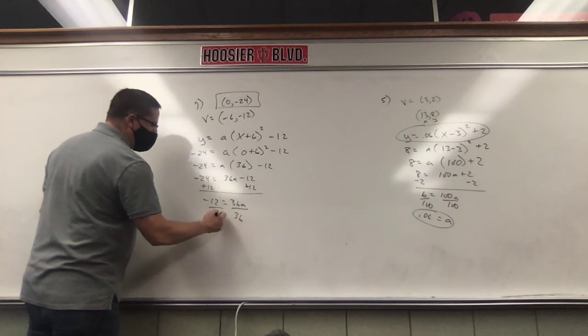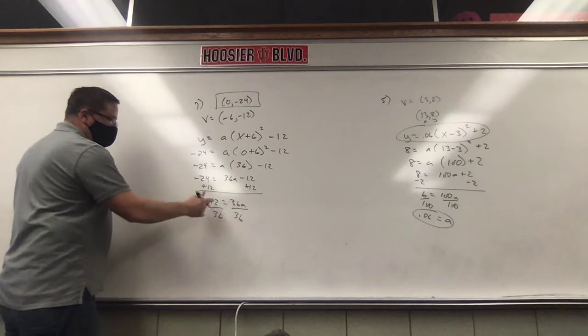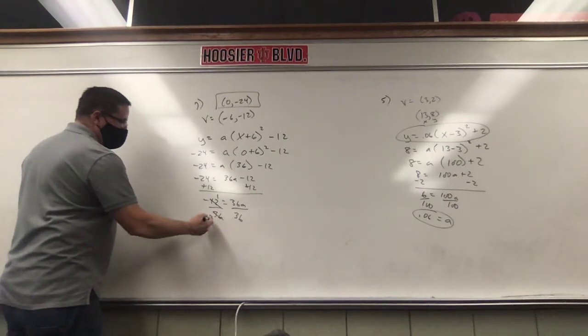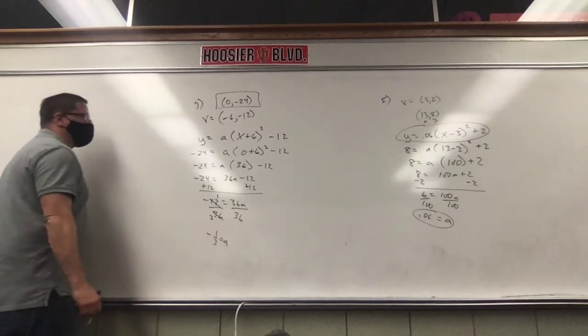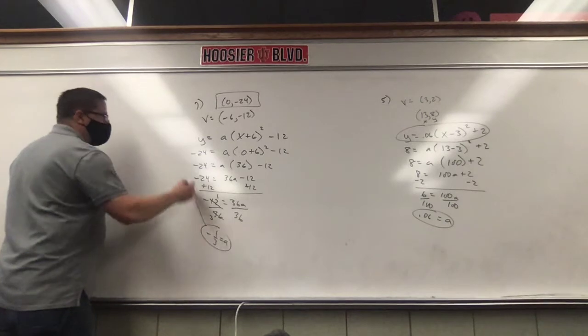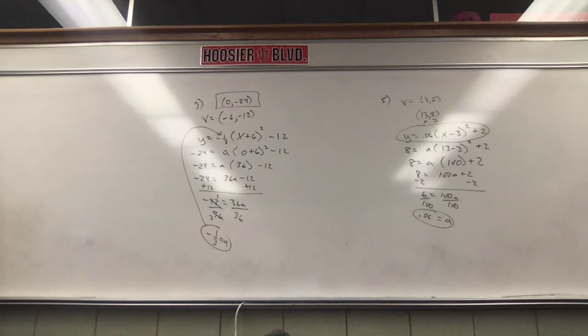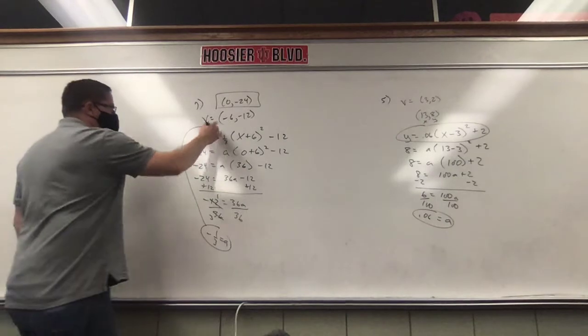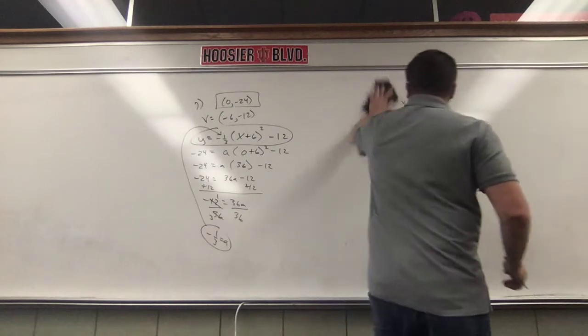And be careful here. Some students get in a big hurry and they go, oh, I know 12 divided by 36 is 3. No, it's not. 36 divided by 12 is 3. 12 divided by 36, 12 goes in 36 three times, so it's not 3, it's 1/3, negative 1/3. And then we plug that in. Without drawing that parabola, I know it opens down. That's our final answer: y equals negative 1/3, x plus 6 squared, take away 12.